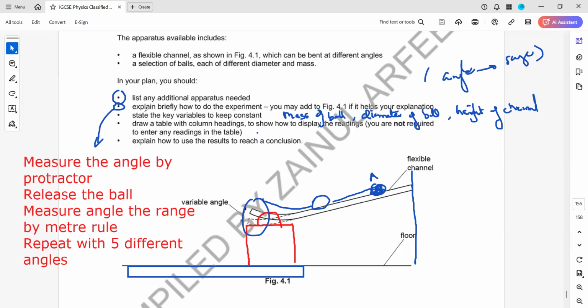But when you write the explanation, I told you whenever you're writing a procedure, you should include the precaution as well. So what should be the precaution here for this one? You should avoid a parallax error in measurement.